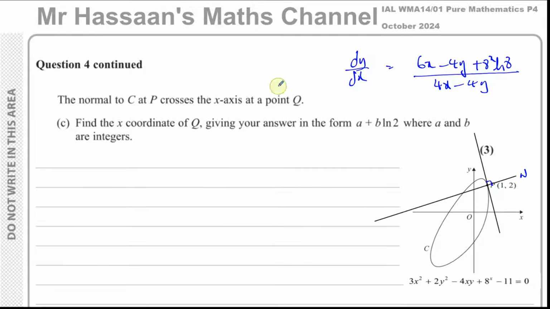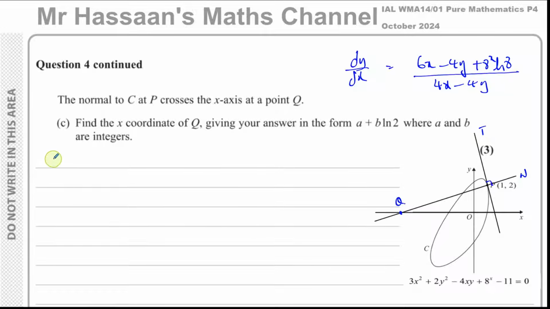So this is the normal, and we want to find where the normal and the x-axis meet. We need to find this point, the x-coordinate of Q. Of course, the y-coordinate of Q is 0. So we want to find the x-coordinate of that point Q where these two curves intersect. All right, that's what we're trying to find here. All right, so what we need to do basically is we need to start to find the equation of the normal to the curve. Okay, this is the tangent, this is the normal.